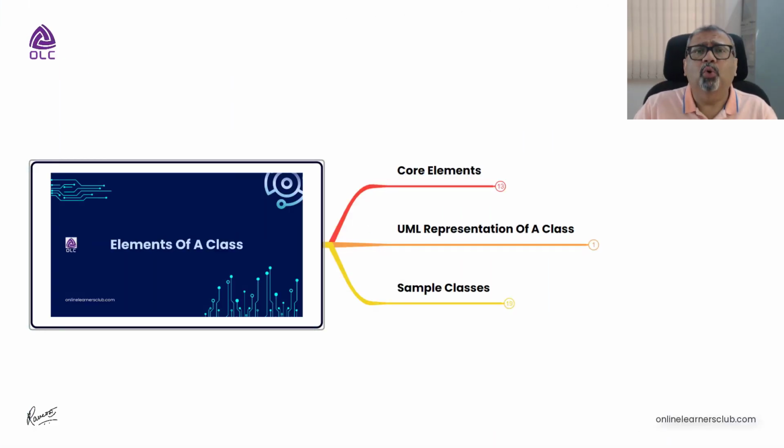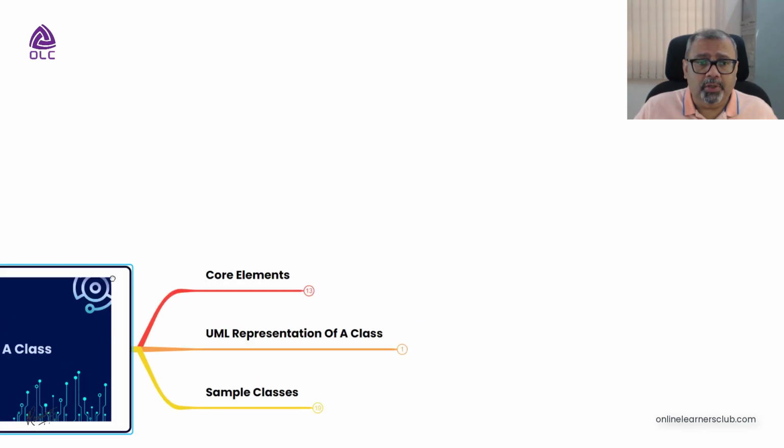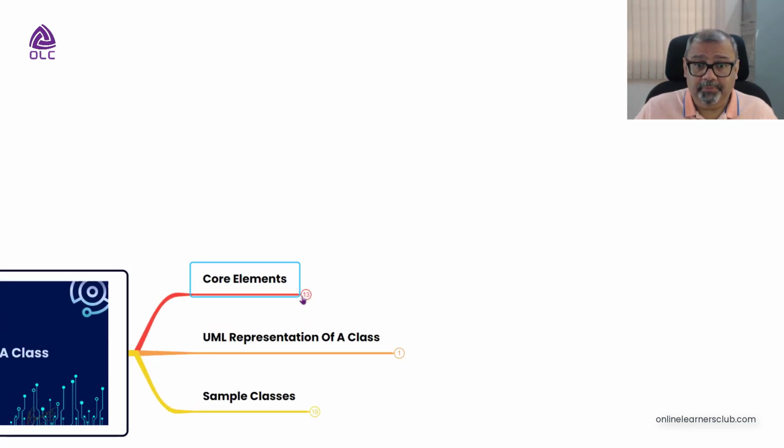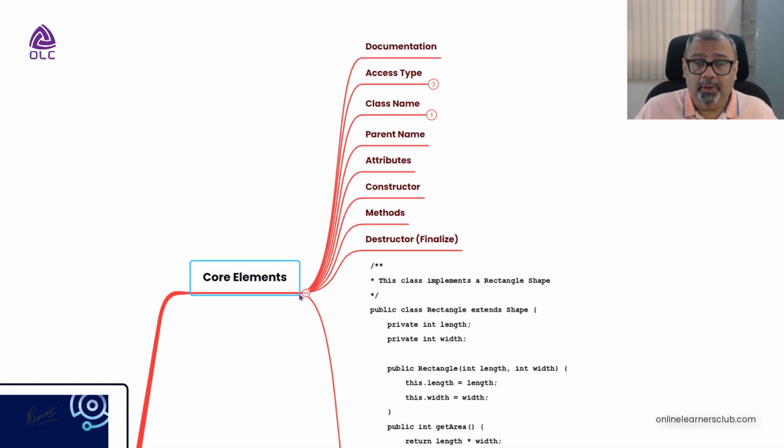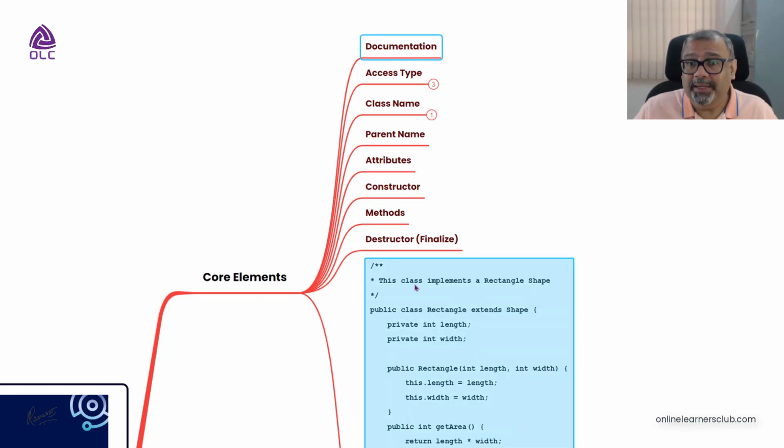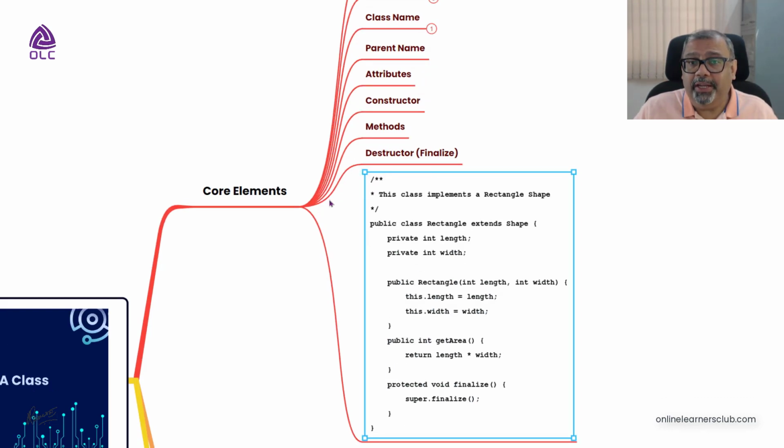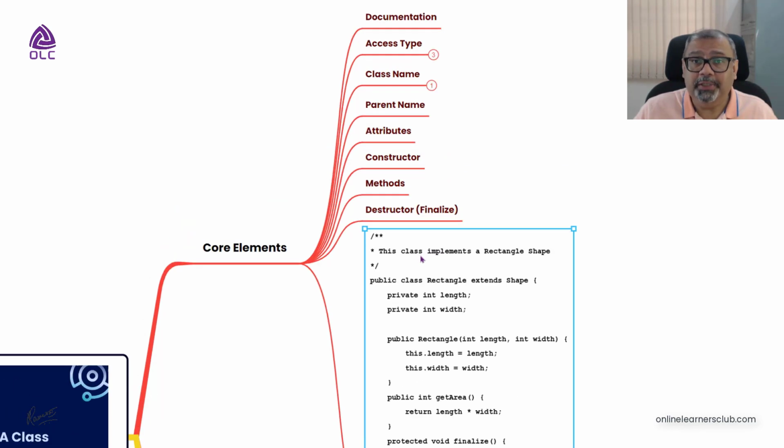Let us explore the core elements of a class. So what are the core elements in general? If you look at the core elements, it's a huge list here. First thing is some documentation. Every class will have an option to be documented. We discussed document comments in the earlier chapters. So every class can have some kind of documentation, and then we'll have an access type.